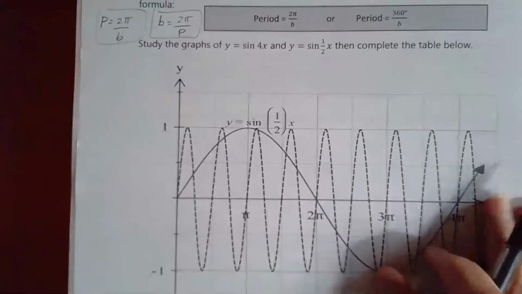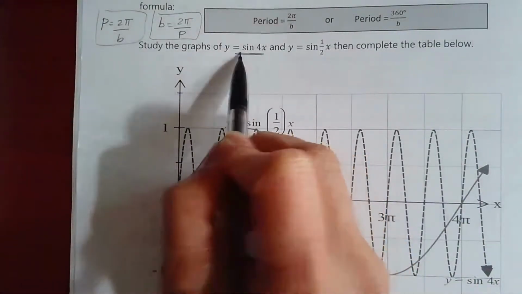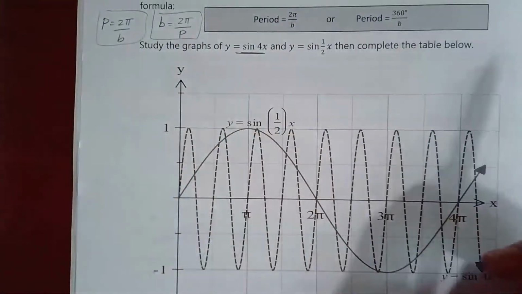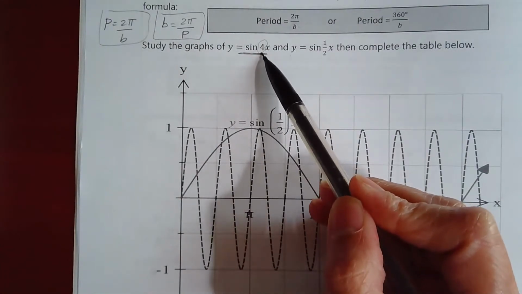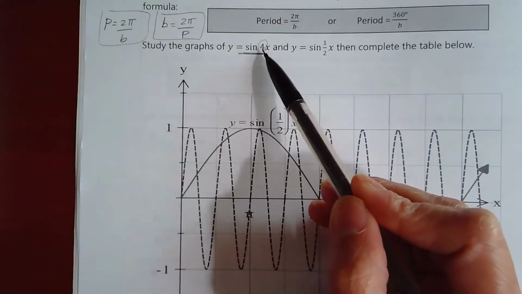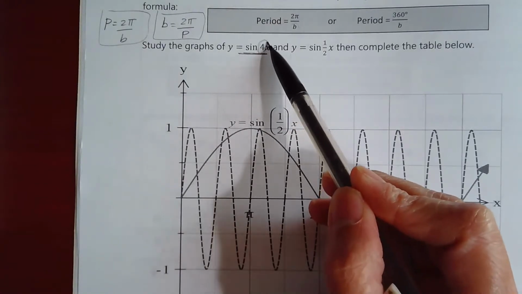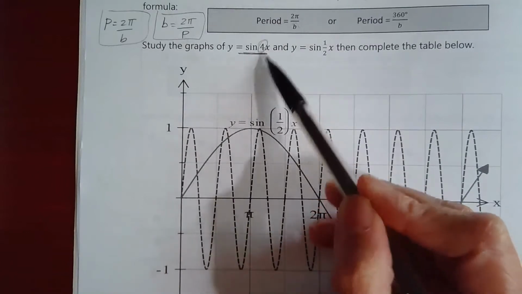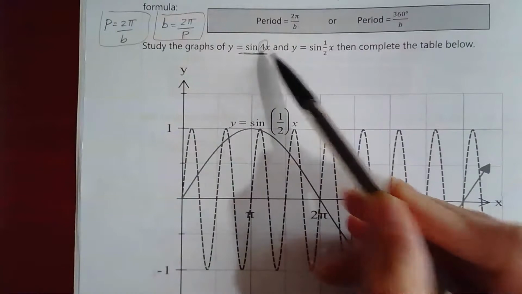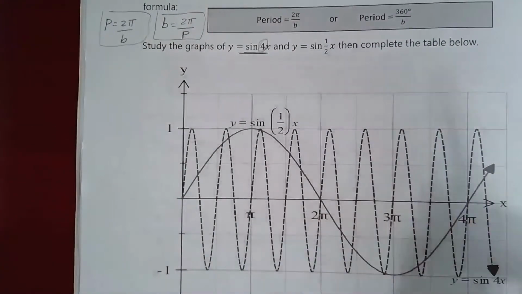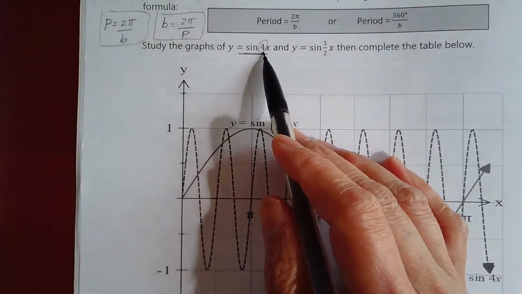Okay, so let's study the graph of y equals sine of 4x. What's happening in here, the b is 4. The b is 4. It means that we need to fit 4 complete waves in a span of 2 pi. So what does that mean? What's the period then?